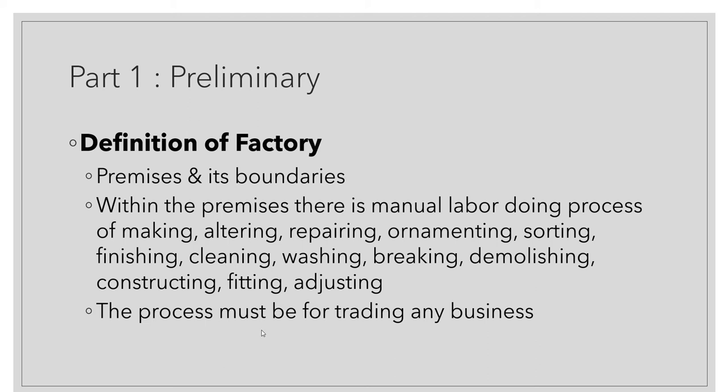Okay, part yang pertama preliminary, about the definition of factory. Okay, is a premises and its boundaries. Okay, that's the more specific about the factory definition. And then the second one is within the premises there is a manual labor doing process of making, altering, repairing, ornamenting, sorting, finishing, cleaning, washing, breaking, demolishing, constructing, fitting and adjusting.